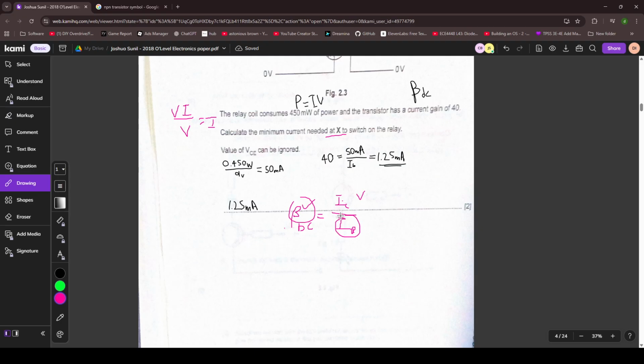So let me just make sure that all your calculations are correct. Oh yeah, this is 50 milliamps. Okay. Then 40 is equal to 50 milliamps divided by IB. So IB would be 50 milliamps divided by 40. And then you get, yeah, this.